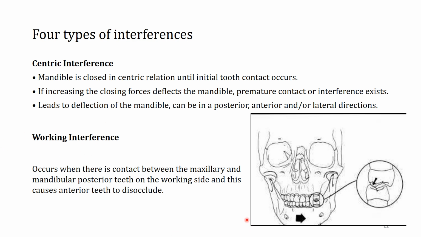Working interference: contact of maxillary and mandibular teeth on the working side occurs when the anterior disoccludes. So when the anterior disoccludes, you can see that there is a contact point which is established. That is known as a working interference. This should ideally not contact.